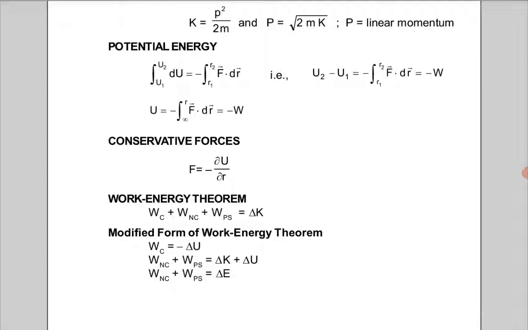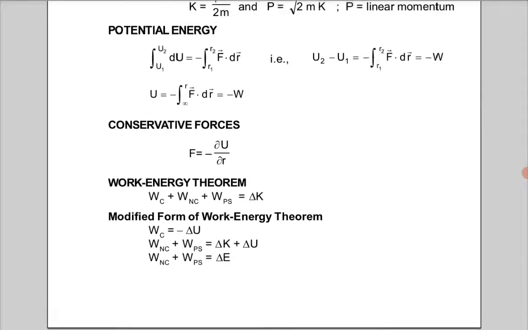Work energy theorem. Wc plus Wnc plus Wps equals change in kinetic energy. Work done by all the forces equals kinetic energy. Modified form of the work energy theorem: Wc equals minus delta U, and Wnc plus Wps equals delta K, that is kinetic energy, plus delta U, potential energy. Wnc plus Wps equals delta E.